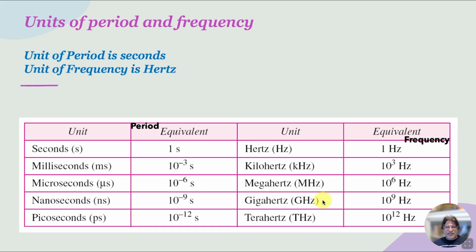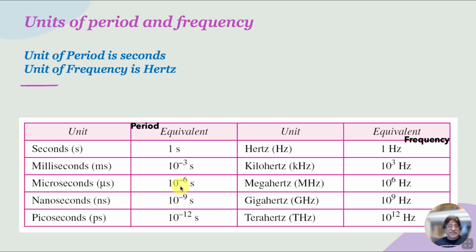So if we look at common numbers that you may come across, if the period is 1 second to complete one cycle, that means the frequency is 1 hertz. On the other hand, if the period is 10 to the minus 3 seconds, so basically 1 millisecond, that means it takes 1 millisecond to complete one cycle, then the inverse of that becomes the frequency, which is going to be 1 kilohertz, which is 10 to the 3 hertz.